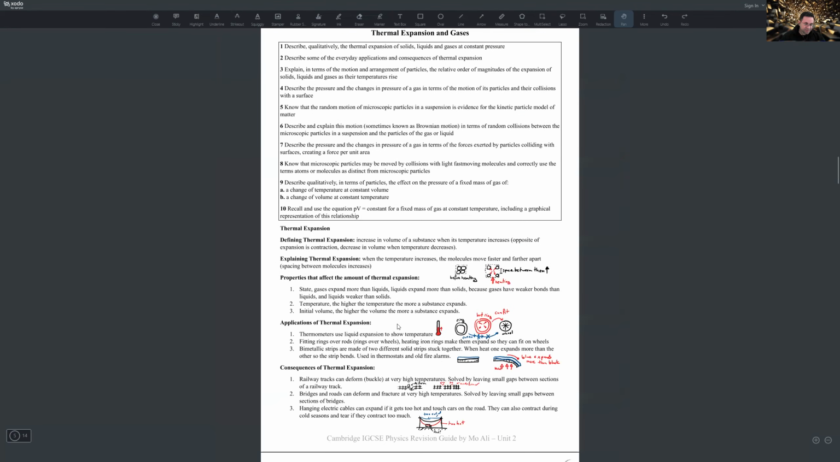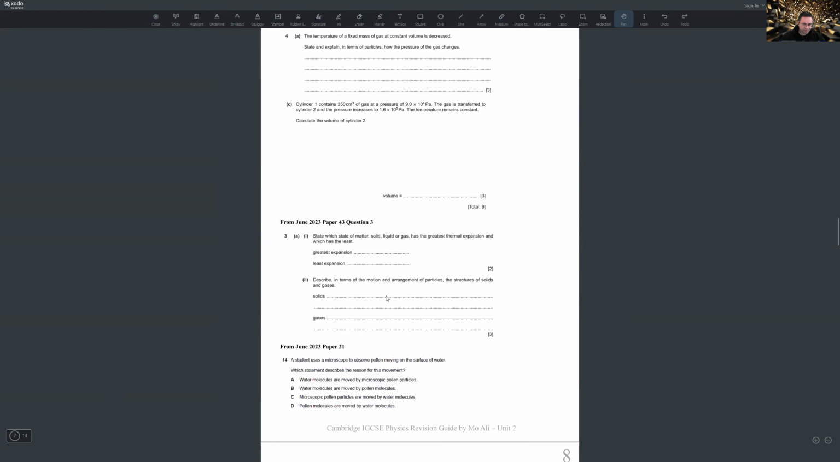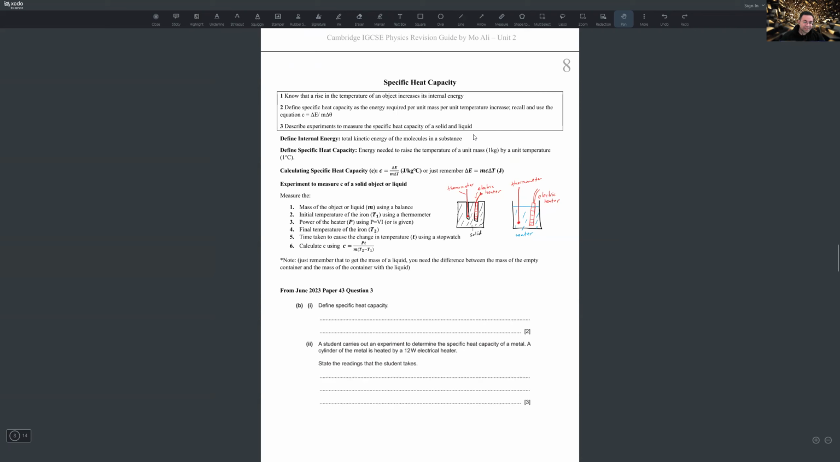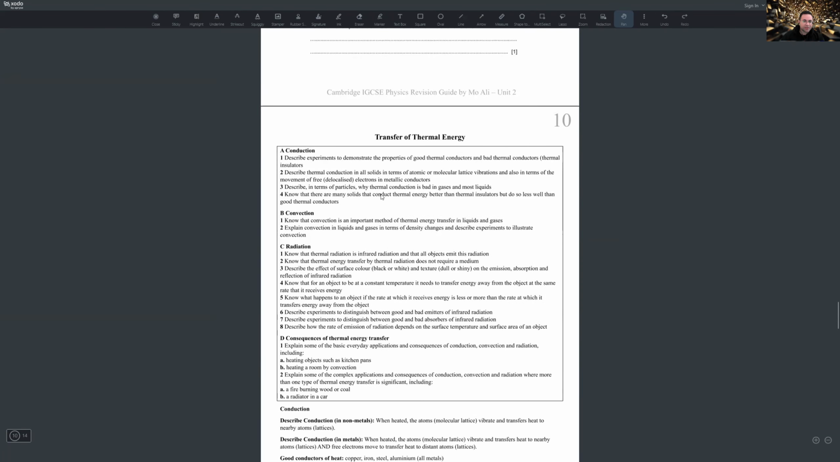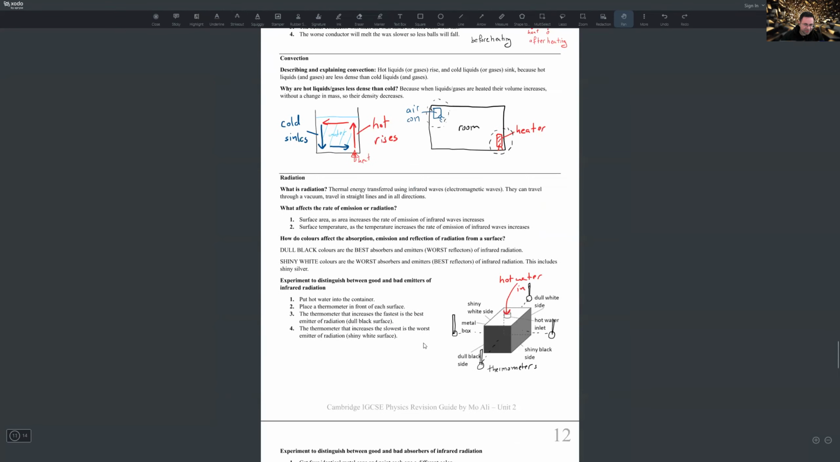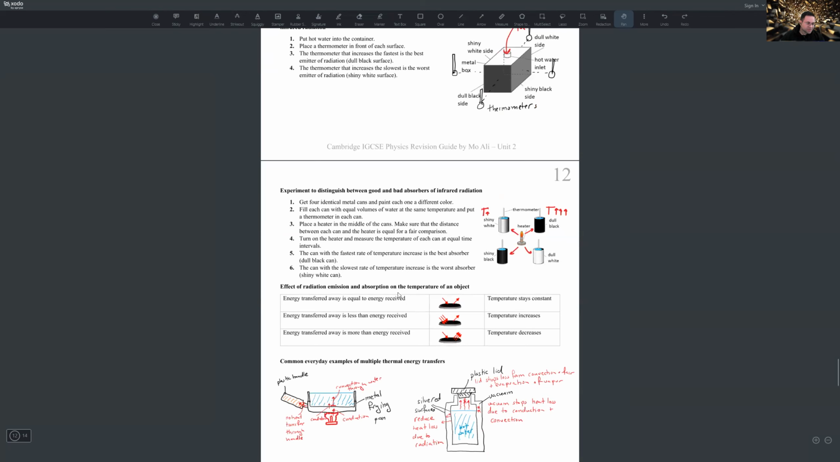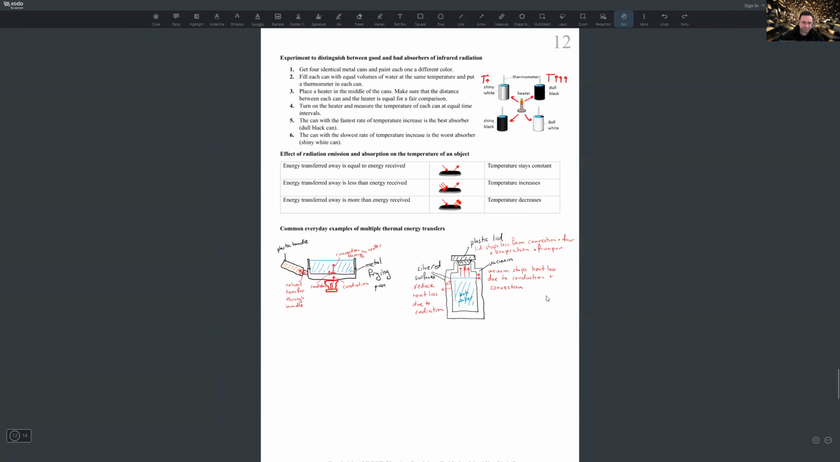Thermal expansion and gases. So what's expansion when you heat something? How do gases behave when they're heated? And their questions. Specific heat capacity on its own, because it's actually very important and relevant. We'll talk about specific heat capacity, how do we calculate stuff in it, and so on. And the transfer of thermal energy, which is conduction, convection, and radiation. It's full of descriptions, like full of little nitpicky details about what's a good conductor, what's a bad conductor, what are examples of them, and their questions.